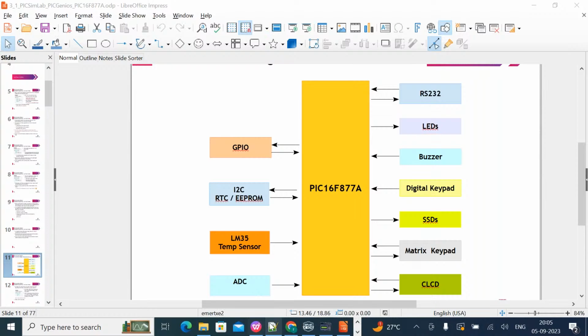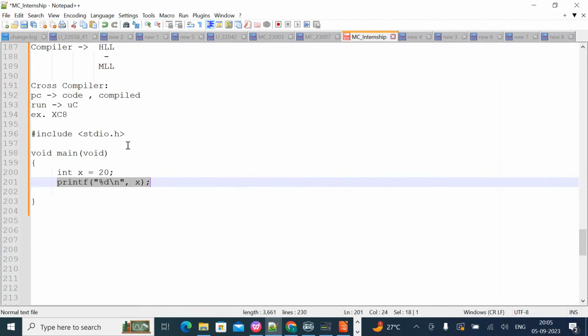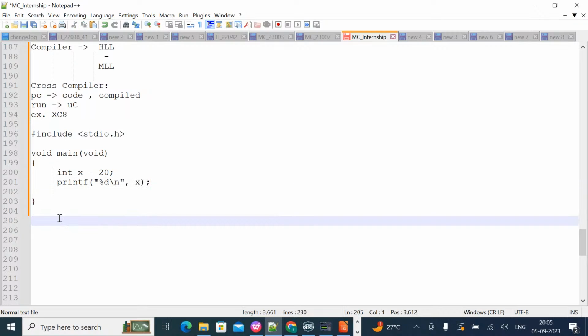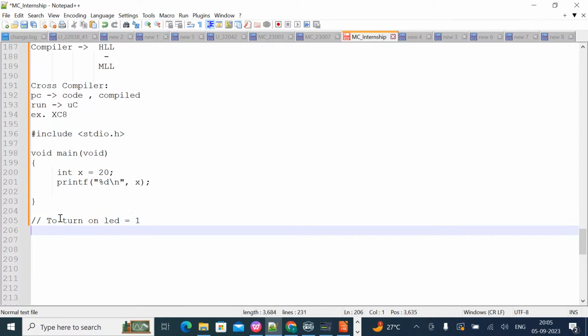Now let me update the code. Let's have some assumptions here. I will be clearing these things, but to start with, let's have some assumptions. To turn on the LED, you have to put the 1, and to turn off the LED, or to keep it off, you have to provide the signal 0. Let's have this assumption.